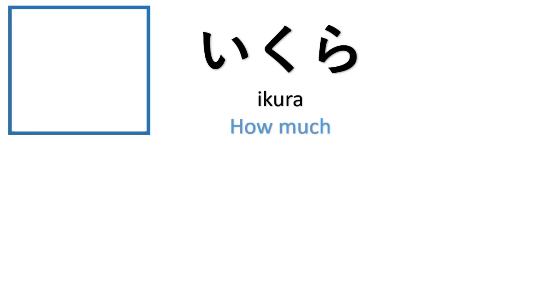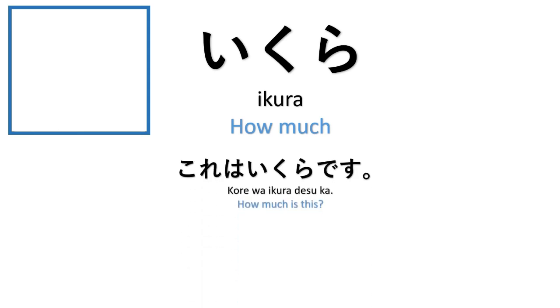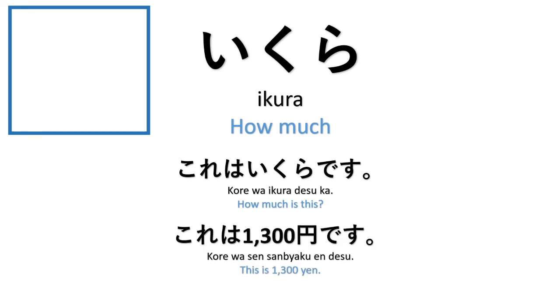Next, ikura. Ikura, the basic one. How much, ikura? So the basic question, これはいくらですか？How much is this? How much is it? How much is this? これは1300円です。This is 1300 yen.